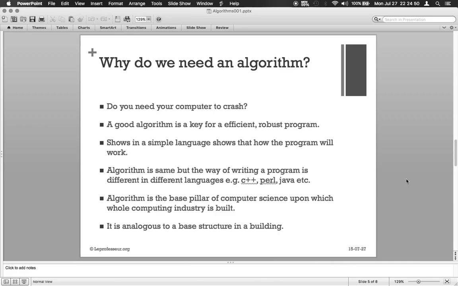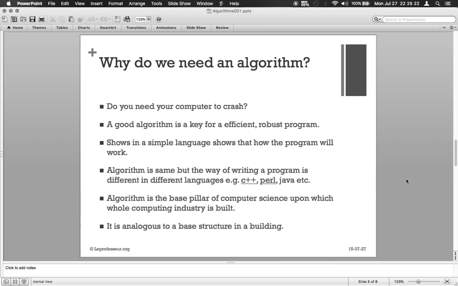A good algorithm shows in simple language how the program will work. Now, your algorithm is the same, but it can be implemented in different languages, and every language has a different construct. Why do we need different languages? Because different languages have different flexibilities and are used for different purposes. But the algorithm, the basic underlying principle or the procedure, would be the same.